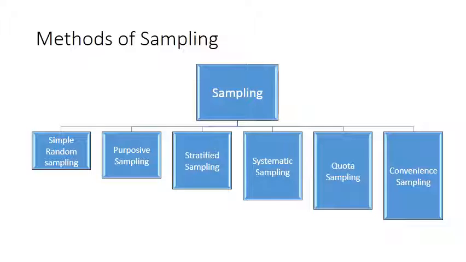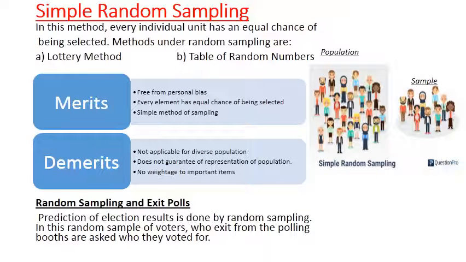Among these 6 methods, random sampling and stratified sampling are the most important and mostly used methods in data collection. In simple random sampling, every individual unit has an equal chance of being selected. Here an investigator selects elements randomly, so each and every element of the population has the same chance of being selected.